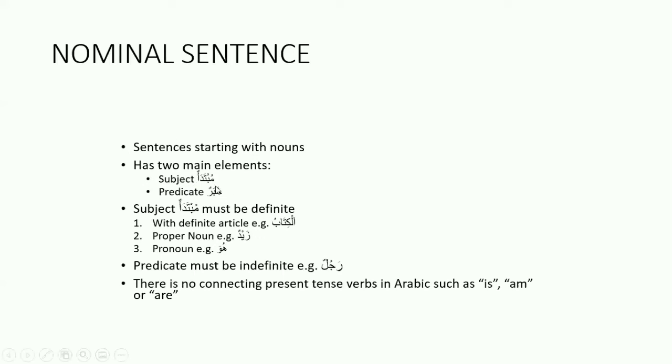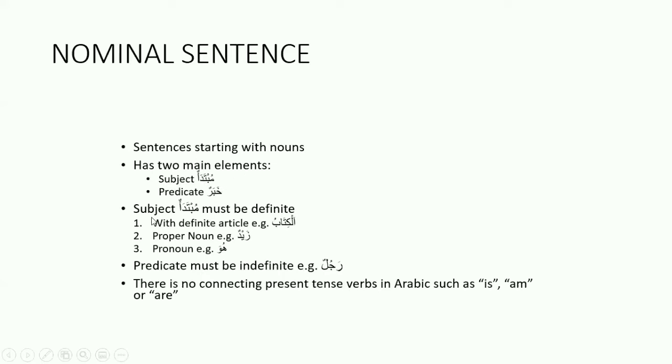So in Arabic, the subject is called mubtada. Mubtada comes from the word bada'a, which means to begin. So the subject is what the sentence begins with. And then the predicate is known as khabar. Khabar literally means news. Effectively, it's giving news or information about the subject.